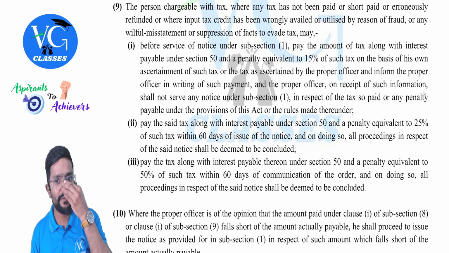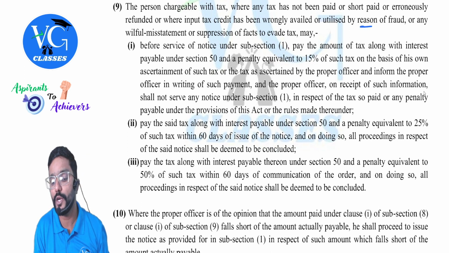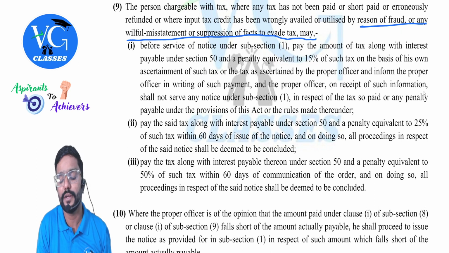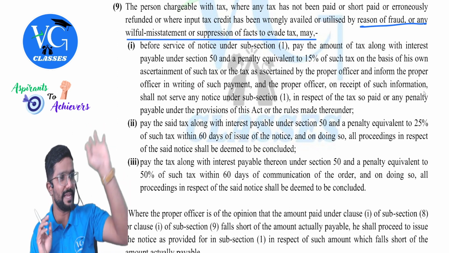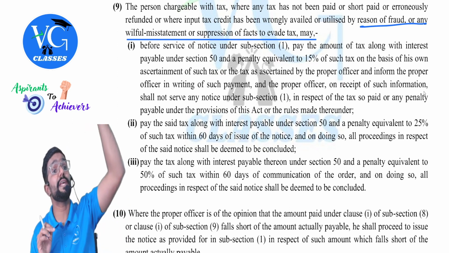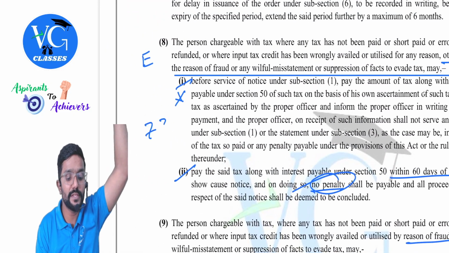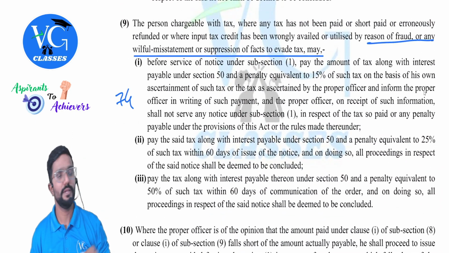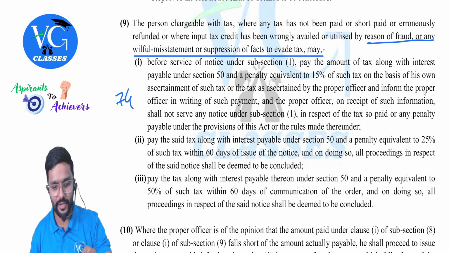The person chargeable with tax where any tax has not been paid, short paid, or erroneously refunded, or where input tax credit has been wrongly availed or utilized by reason of fraud or any willful misstatement or suppression of facts to evade tax, may, what is it? First point. Fraud case, please be careful. Penalty is almost the same as what was there in section 74, guys. Clear? This is also almost the same as what was covered already in section 73. Here they are trying to cover whatever penalty was there under section 74. But now we are reading which section? 74A. Good.